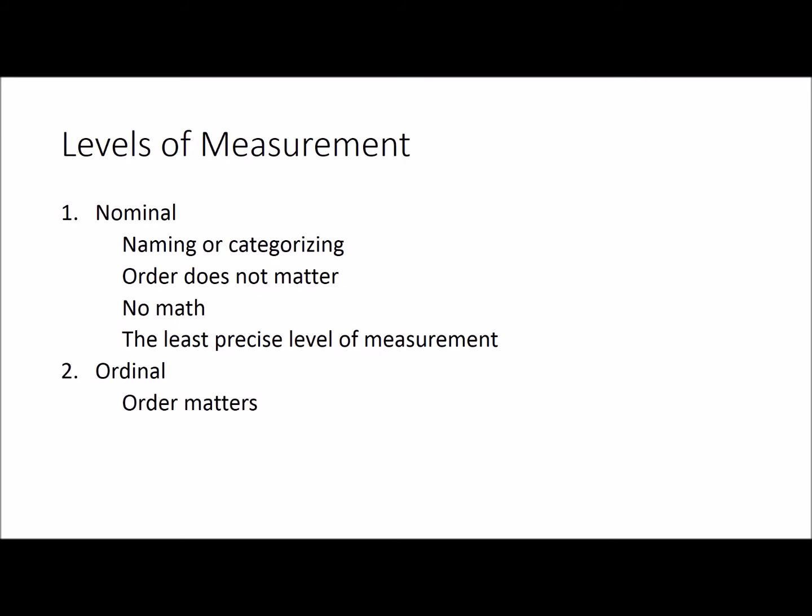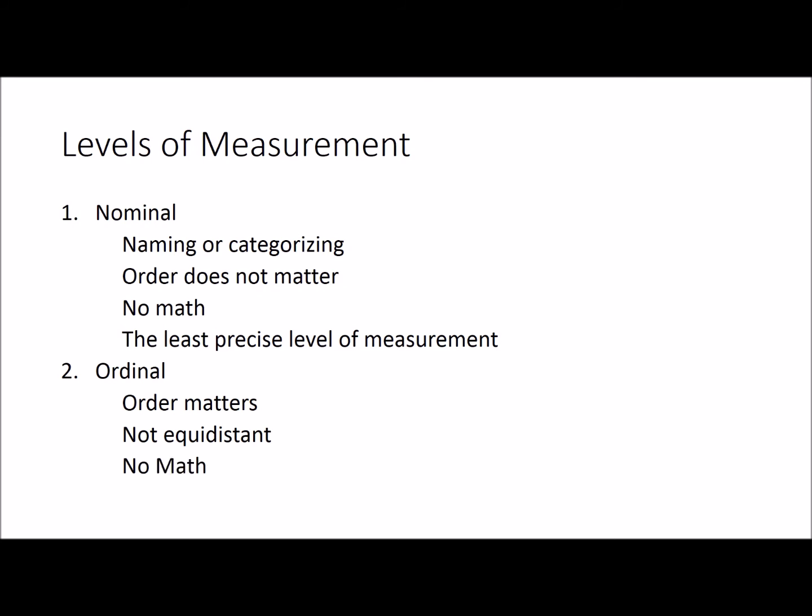Now with ordinal, order matters, because ordinal is a ranking system. So things like first place, second place, third place, those would be ordinal in nature. But they're not equal distance. So for example, if we looked at birth order, that's an ordinal level of measurement. The oldest child is 4 years older than the next child. And the second child is 2 years older than the third. And the third child is 1 year older than the fourth. And the fourth child is 4 years older than the fifth. The order matters, but the distance between them are not equal.